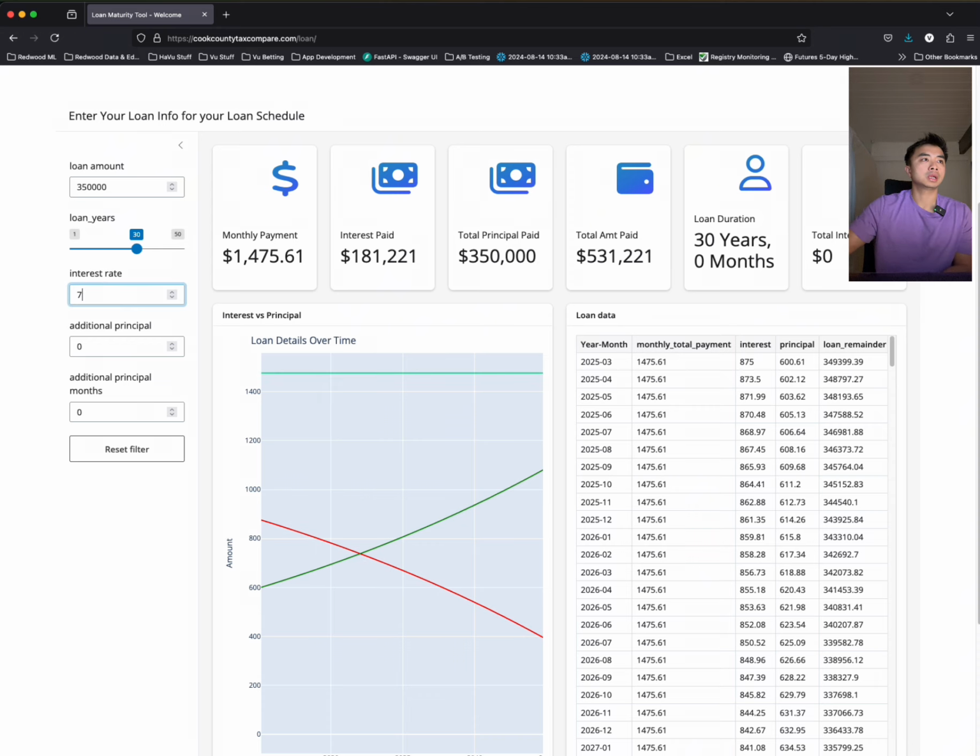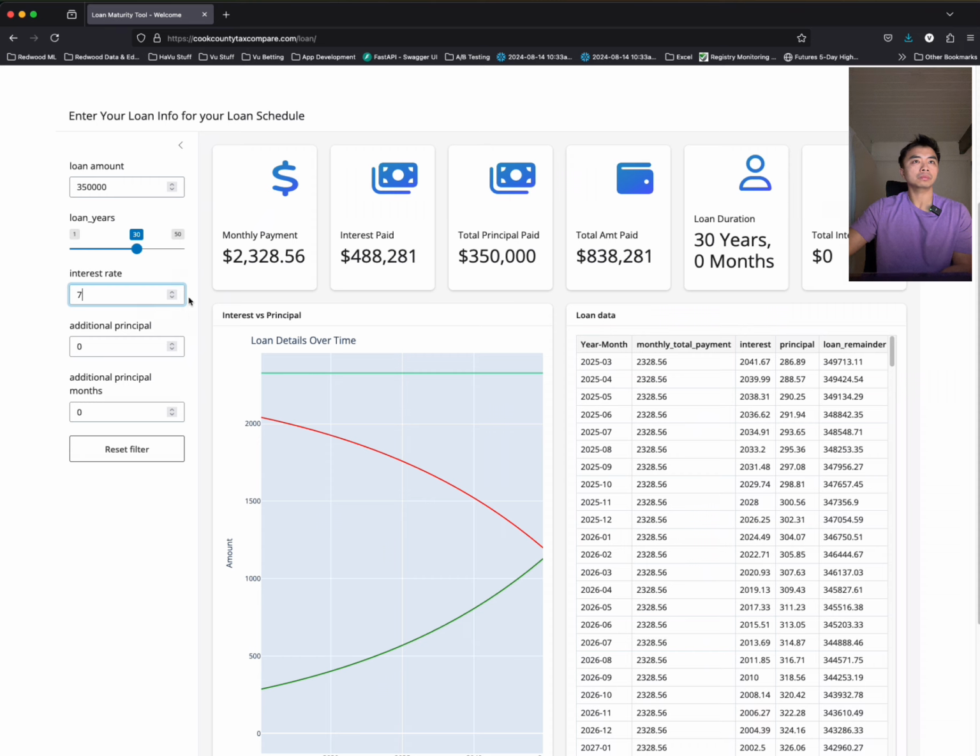So let's say you go back to the 7% interest rate, but you have an extra $1,000 a month currently, and you want to pay that to your mortgage.